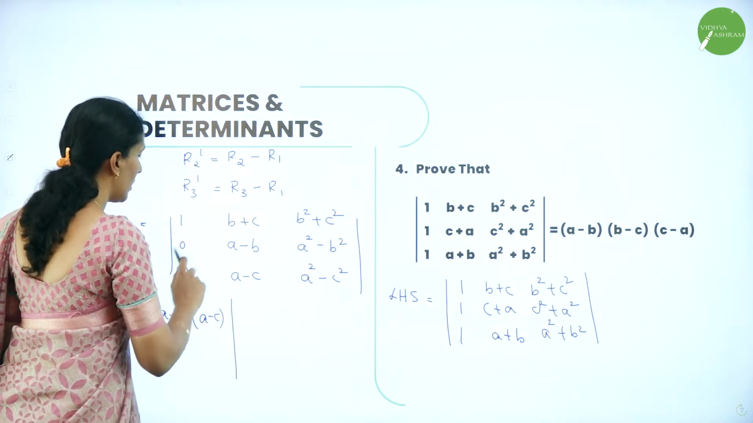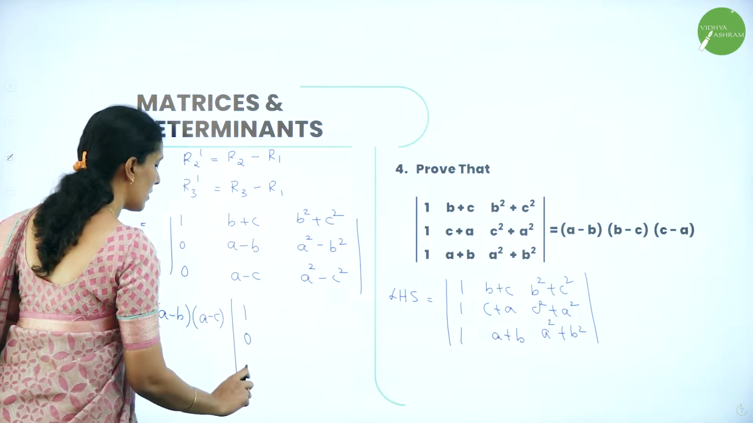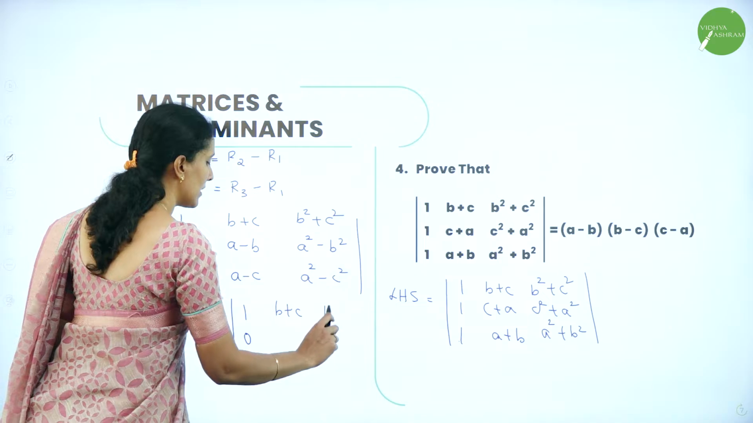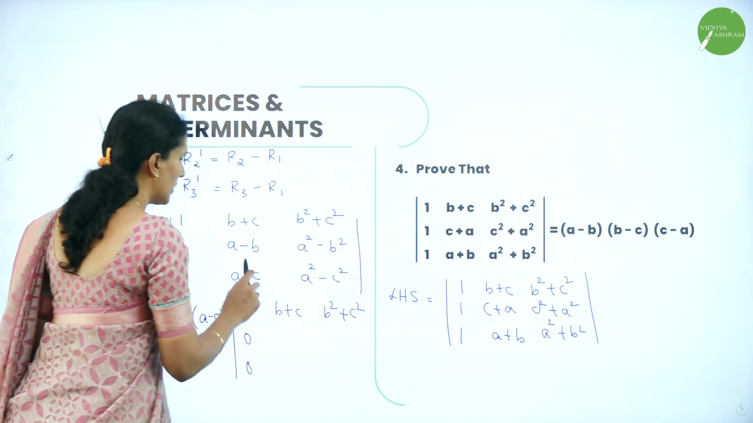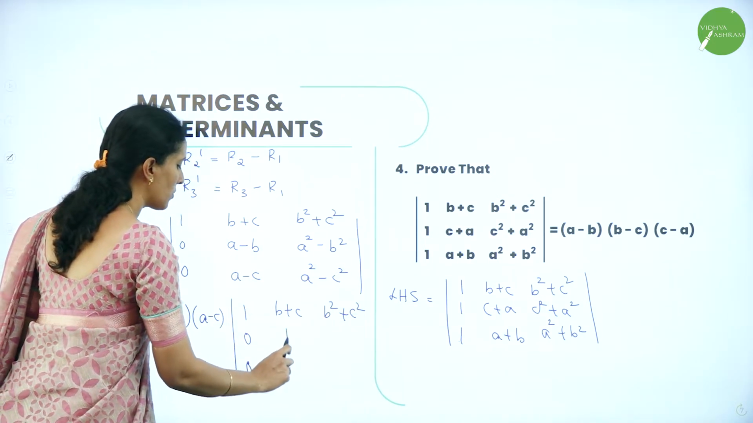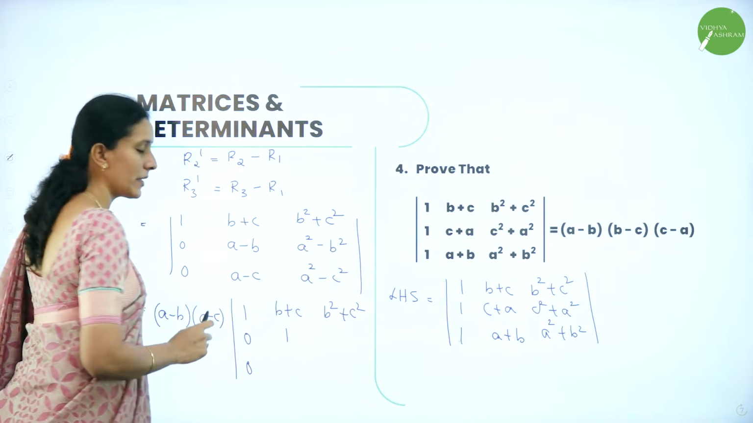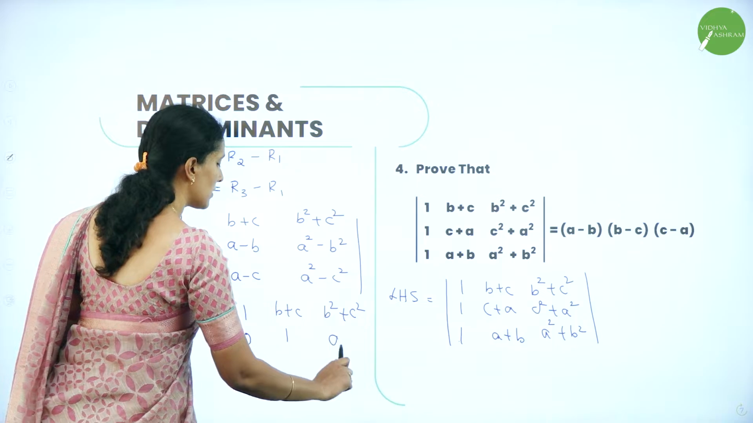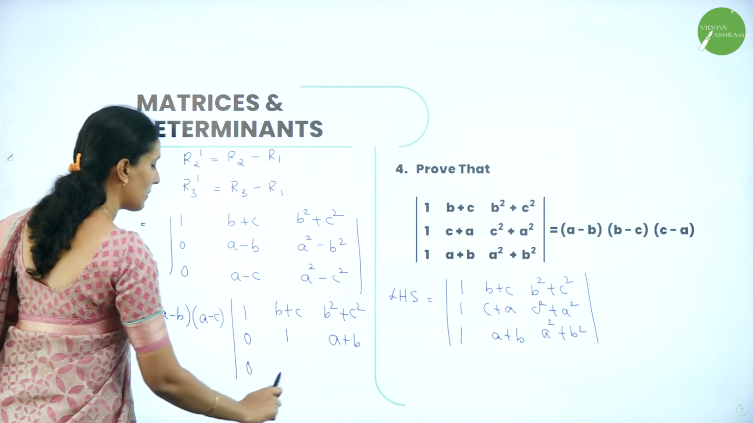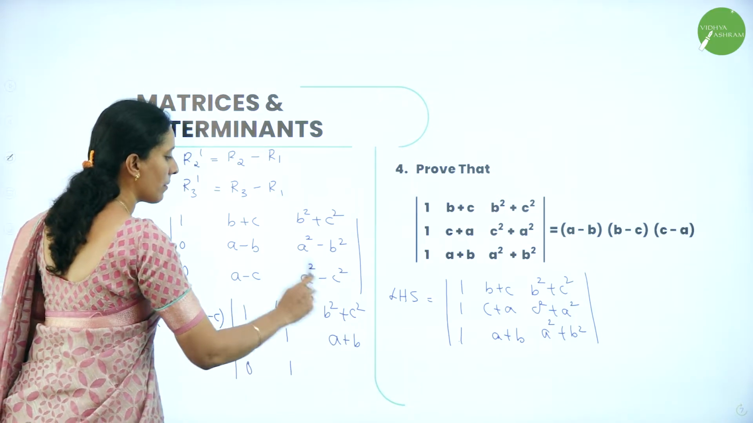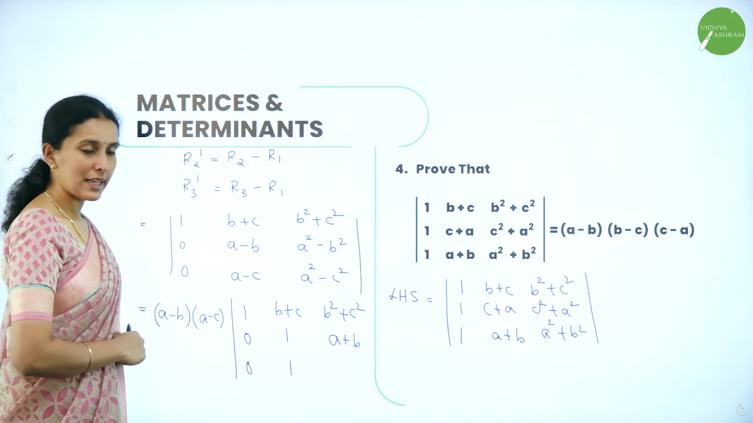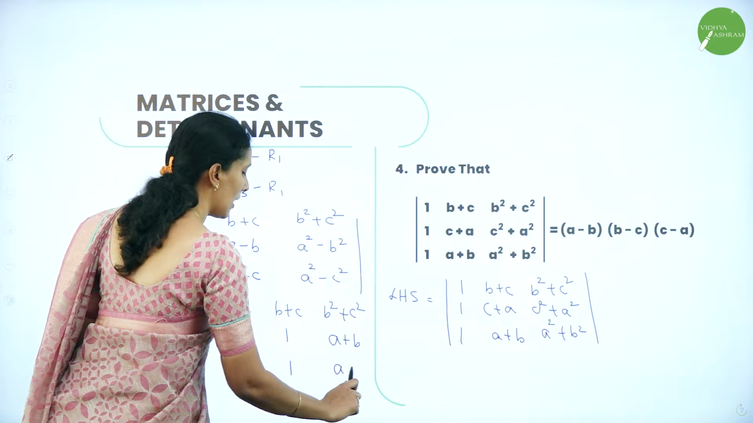So then the new determinant has first row 1, 0, 0. The first column will be as it is. A minus B I have taken out, so it is 1. A square minus B square means A minus B times A plus B. A minus B has been taken out, so this is A plus B. Next, A minus B has been taken out, so 1. A square minus C square is A minus C times A plus C. So A minus C I have taken out, so this is A plus C.